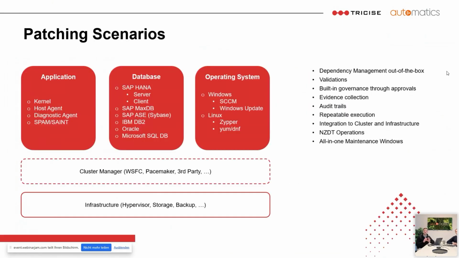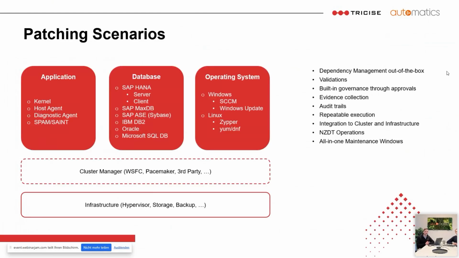So just on one slide, a quick overview about how we understand patching from an Automic perspective. Basically, we see it in three different areas, three topics. One for the more application-related patching scenarios. Then we have the database patching scenarios, and the operating system level.